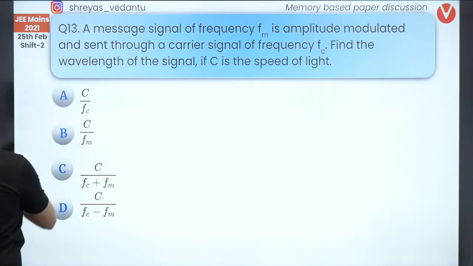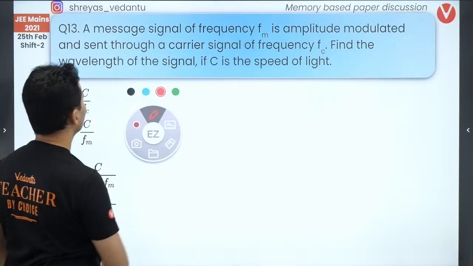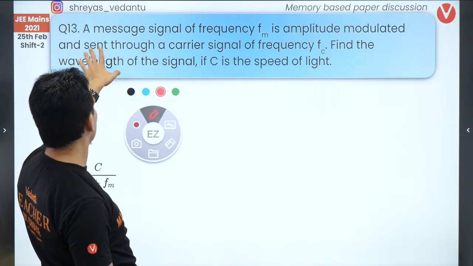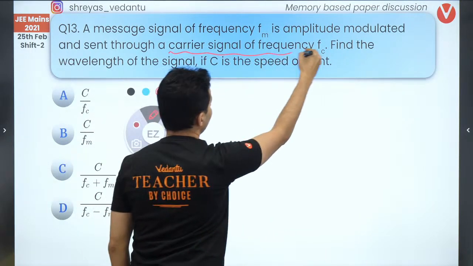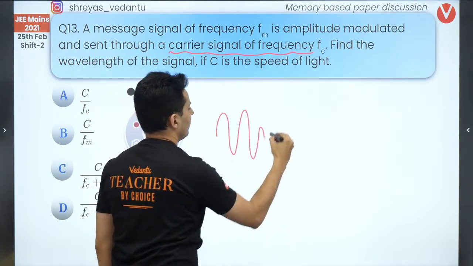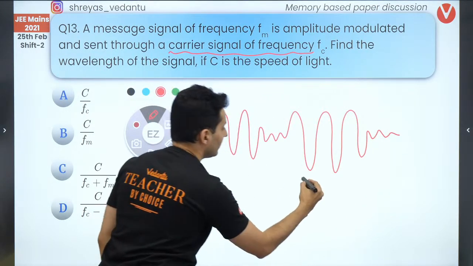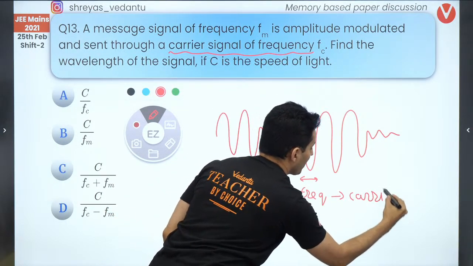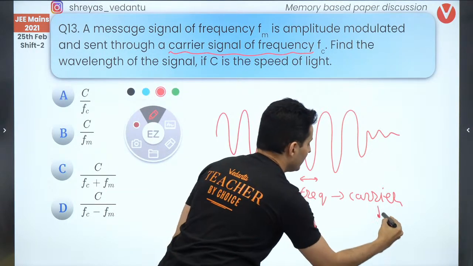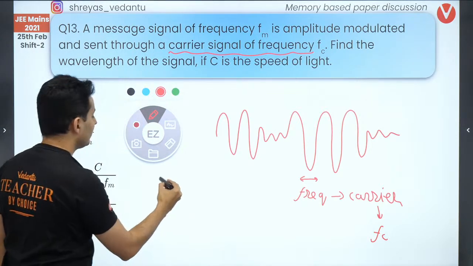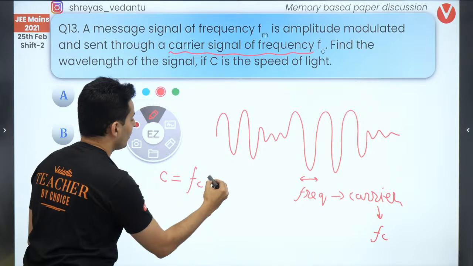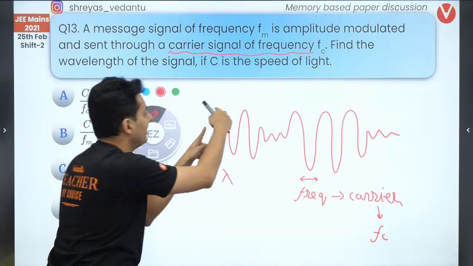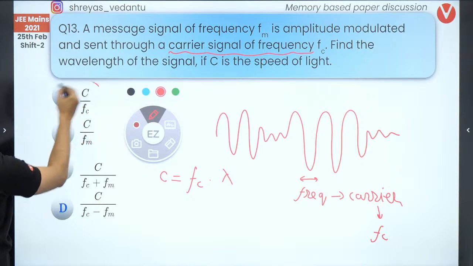Cool. Now, for this question, just understand one simple thing. The message signal has frequency FM. It is modulated and sent through a carrier signal. The carrier signal frequency is mentioned. Now, if this is your amplitude modulated wave, this frequency is basically of the carrier wave, and that's what matters. The carrier wave frequency is given to be Fc. So the wave speed is the carrier wave frequency times the wavelength. Find the wavelength of the signal. Guys, the wavelength of the signal will be C by Fc. It's option A.